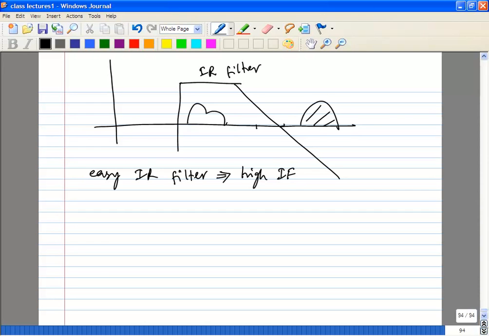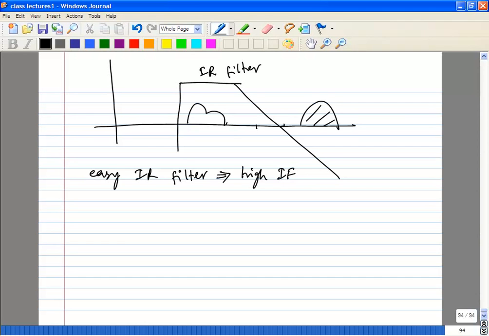So what you'll see is, based on this, this is a fundamental trade-off in your signal conversion design, receiver design. So based on this, you see a bunch of different architectures. You have what are called direct conversion receivers, and you have what are called double conversion superheterodyne receivers. We'll look at both of these later in the course.